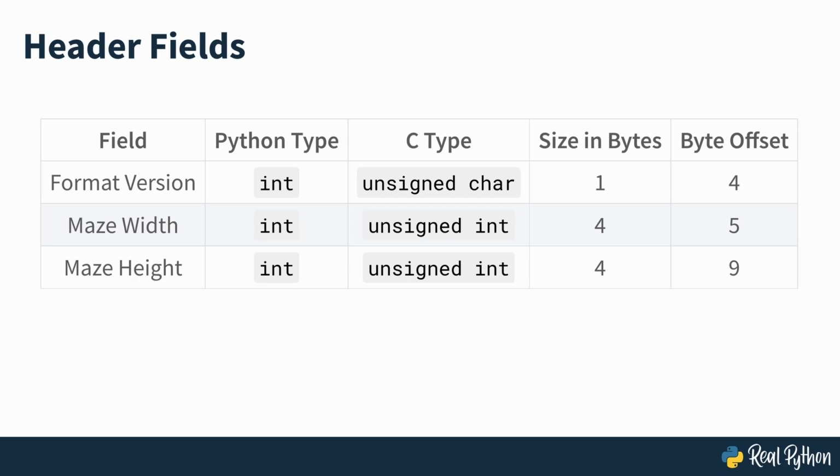Each header field must have a known type, size, and offset measured in bytes since the beginning of the file, so you know where the next field begins. The maze header file will have the 3 fields seen on screen. The first field is a single byte with the file format version, which you may increment by 1 with each new release. Notice that the version field starts with an offset of 4 bytes because the magic number occupies the first 4 bytes in the file. The other 2 fields are unsigned integers taking up 4 bytes each, which means they can have values between 0 and over 4 billion, which should be enough for anybody.